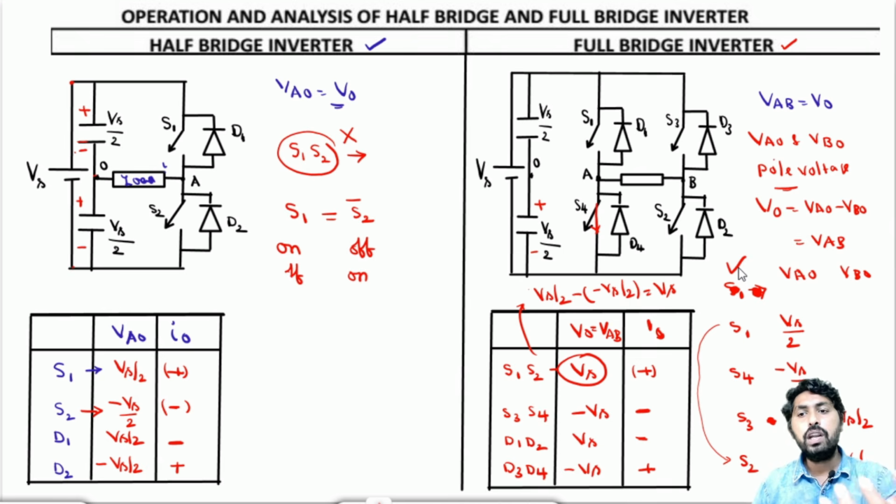When S1 is on, VA naught equals Vs by 2. When S4 is on, minus Vs by 2. When S3 is on, VB naught equals Vs by 2. When S2 is on, VB naught equals minus Vs by 2. So now we got the pole voltages and line voltages. Here S1 and S4 are complementary switches, and S3 and S2 are complementary switches.